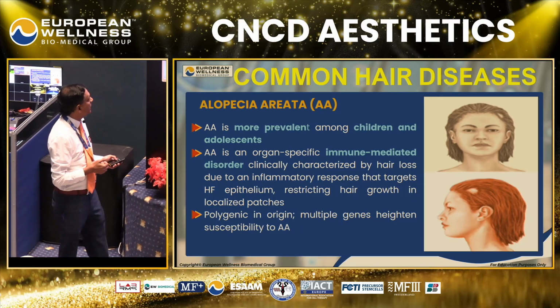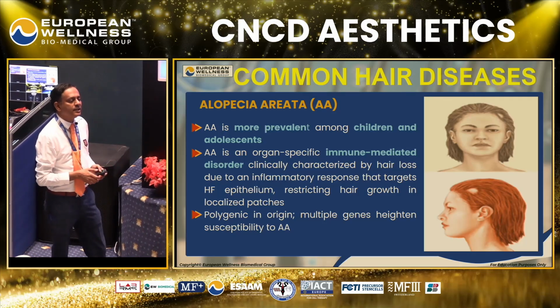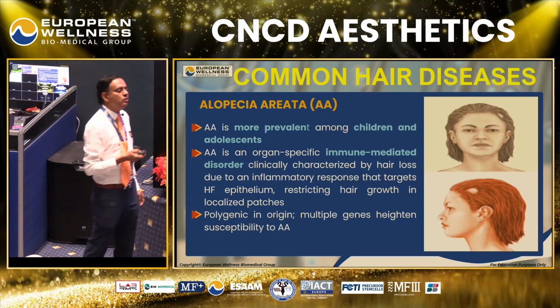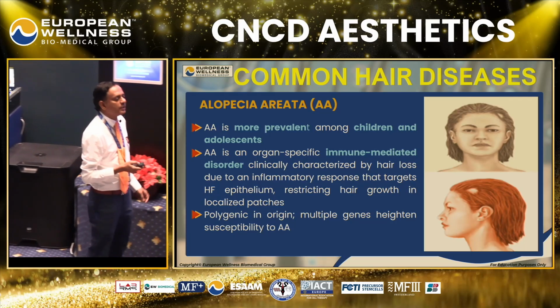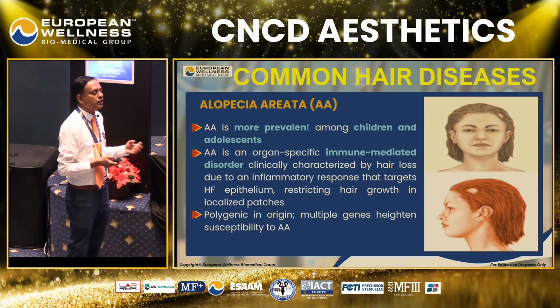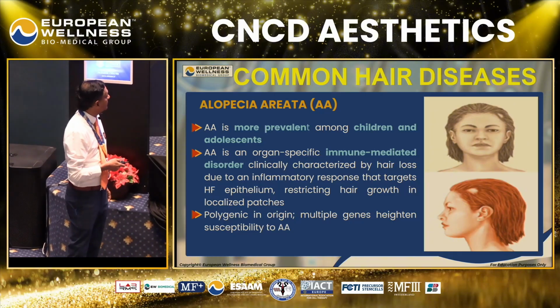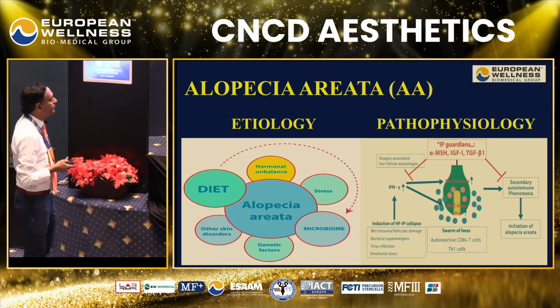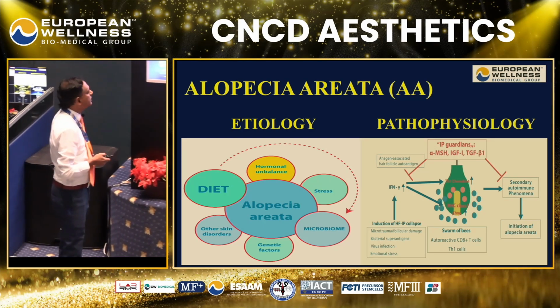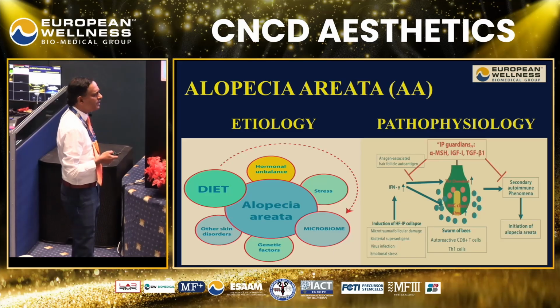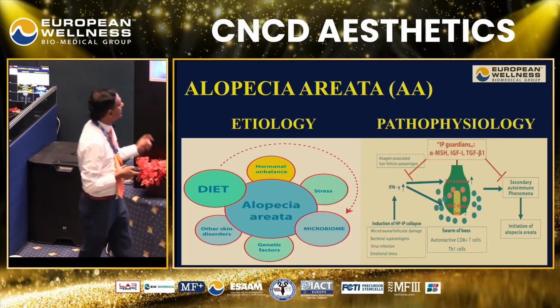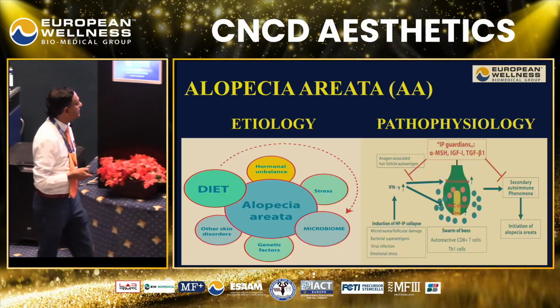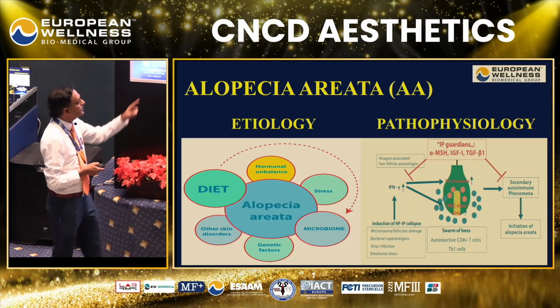Right. Okay. This form of hair disease is more prevalent among children and teenagers. Okay. There is an immune-mediated inflammatory response that causes that area of hair to be shed off. So as you can see, these are some of the etiology of alopecia areata, the commonest being stress, but many other factors can contribute, like diet, skin diseases, genetic factors. And these are the changes.